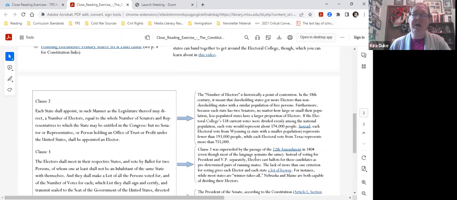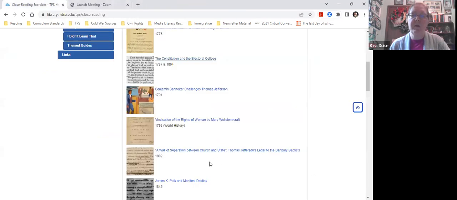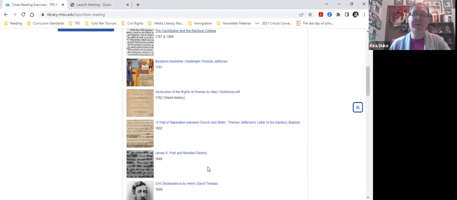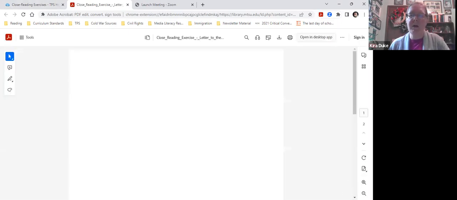So again, this is meant to help them think through how this is structured and better understand what they're reading when they're looking at the Constitution. Another one that may be of interest to you as 8th grade teachers is this one, A Wall of Separation Between Church and State. This is Jefferson's letter to the Danbury Baptists, which is also where we get the whole idea of separation of church and state. It is actually from this document right here.